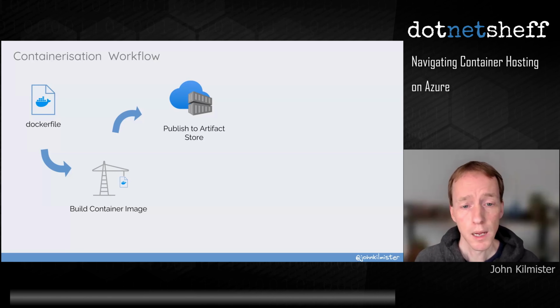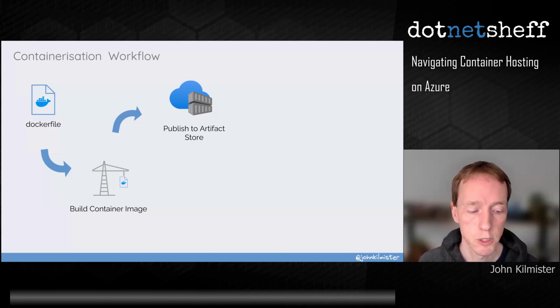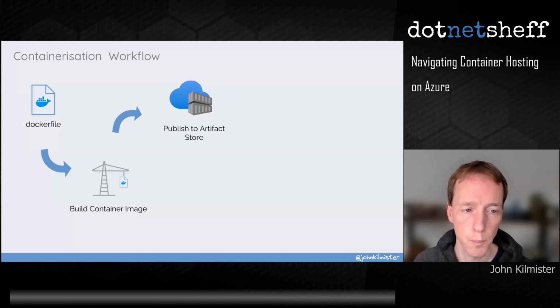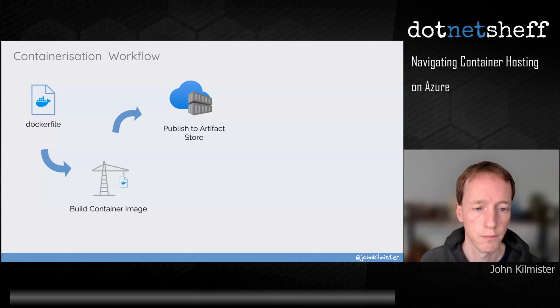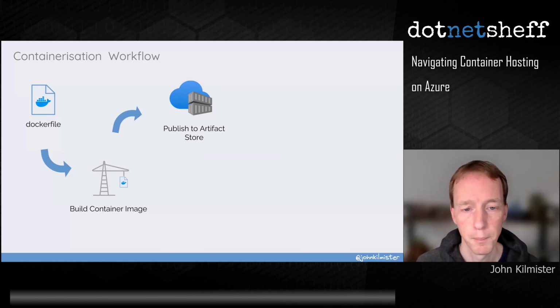Now, sometimes your story around running containers in production might start at that artifact store. It may be that you're taking a SQL Server image or a MongoDB image directly from somebody else, and you're pulling it down from Docker Hub. Now, behind the scenes, it would have started life as a Docker file. It's just someone else's responsibility to keep that Docker file up to date. If it's our own application code, then it's our responsibility to create that Docker file, build the image, and put it into that artifact store.